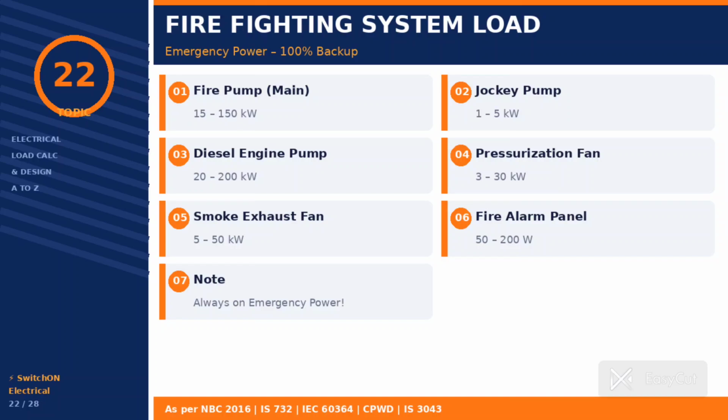This is all about today's class. So let's continue the same thing in the next video. I'm going to end this topic, electrical load calculation for MEP design, in the next video.